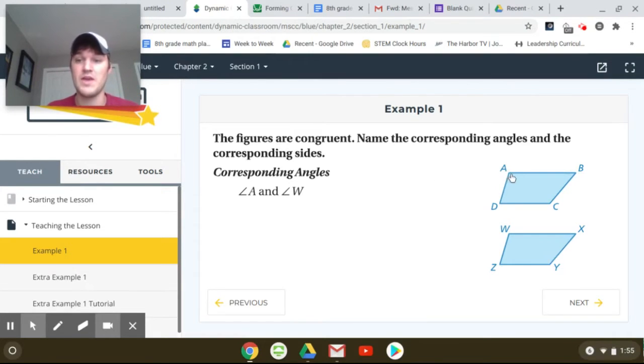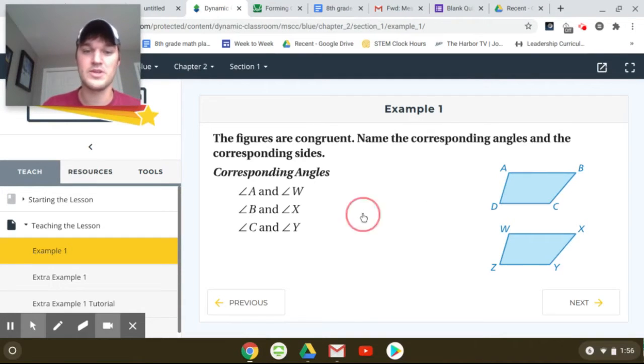So for example, we have A and W. Go ahead and test yourself real quick. Maybe you've already caught on. What angle in the second shape is corresponding to angle B? Put that in your head for a second. Which angle is corresponding to angle B? And if you said angle X, then you've picked up on it. You're doing great. And here are our other examples: C and Y, D and Z. So there's my list there.